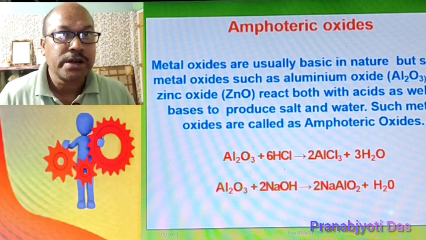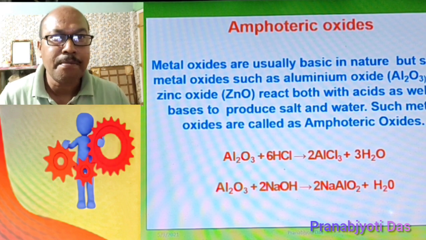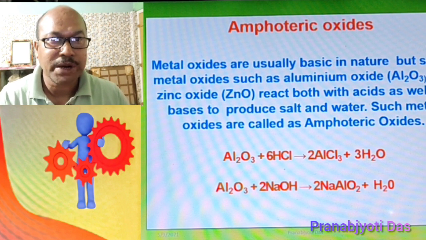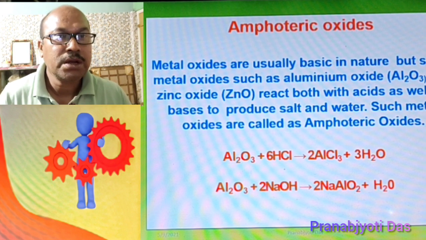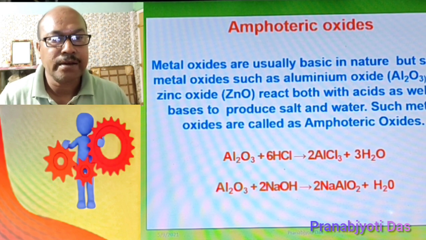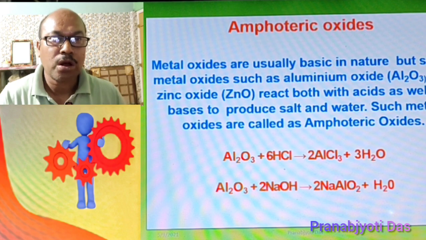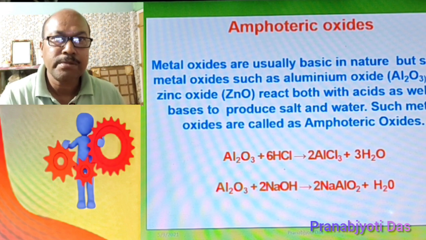Coming back to amphoteric oxides. Now, as I have already mentioned, metal oxides are usually basic in nature, and when dissolved in water, they form alkalis. But it is not always true, because some metal oxides are there, like aluminium oxide, Al2O3, or zinc oxide, ZnO. They react with both acids as well as bases, and in both cases they will produce salt and water. It means that aluminium oxide and zinc oxide are the metal oxides which can behave in a similar way with the acids and with the bases.